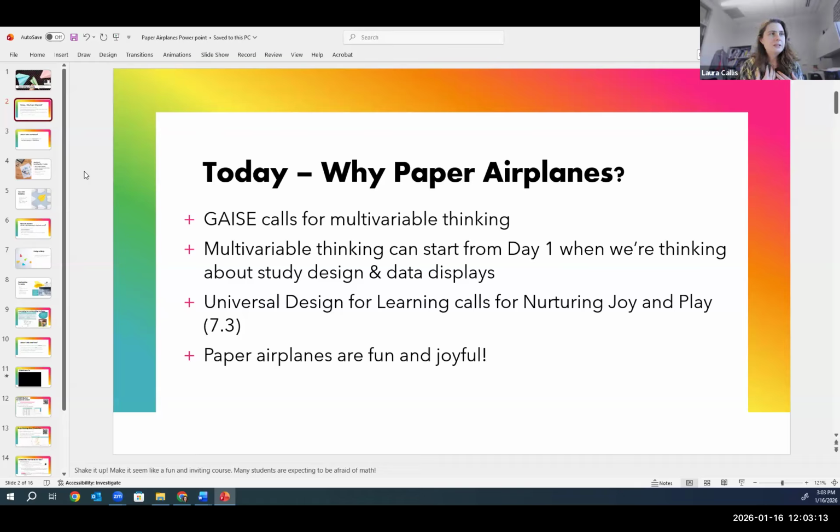But also, I think this lesson helps us think about multivariable thinking. Even if you haven't done linear regression or anything like that yet, you can still engage in multivariable thinking by thinking about paper airplanes, right from day one. And then the new Universal Design for Learning framework, which is recommendations for working with diverse learners, including neurodivergent learners, recommends nurturing joy and play. So this is a way to integrate play, but you're still learning mathematics. So that's why I like this lesson.